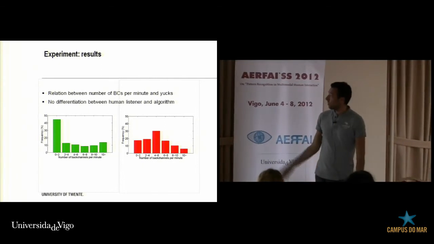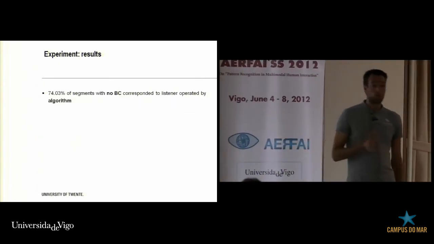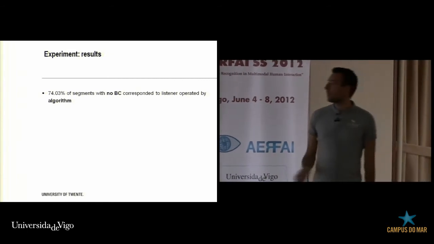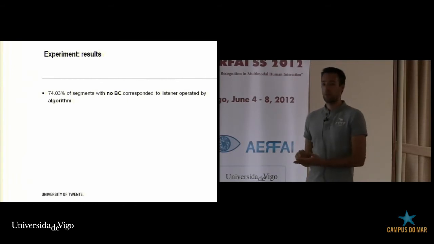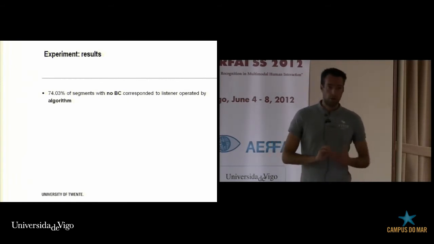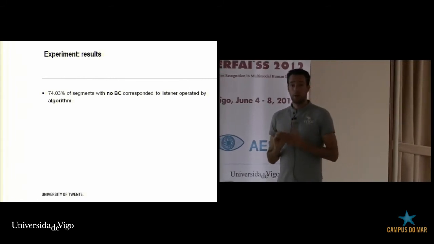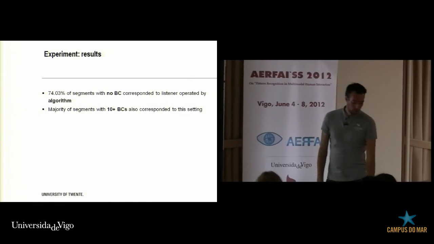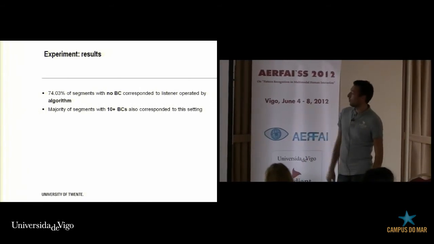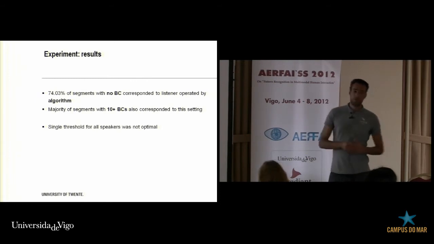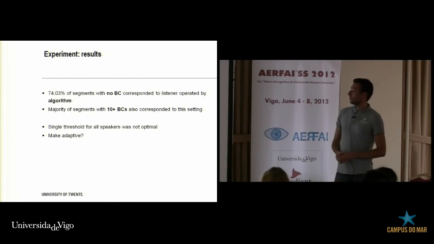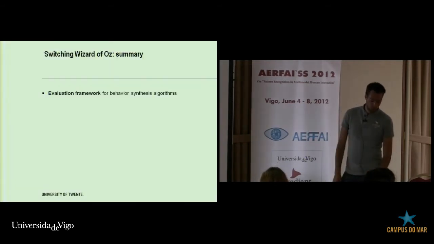And then if we look at the sources, almost 75%, so almost three quarters of the time, when there was no backchannel, it was because of the algorithm. The threshold was so high that there would never be a backchannel performed, so the algorithm would always be silent. And the 10 plus setting was also mainly due to the algorithm. So in conclusion, there is no single threshold for all speakers that is optimal. So actually we have to do some adaptation in this. That's not a question mark, that's actually what we should do.